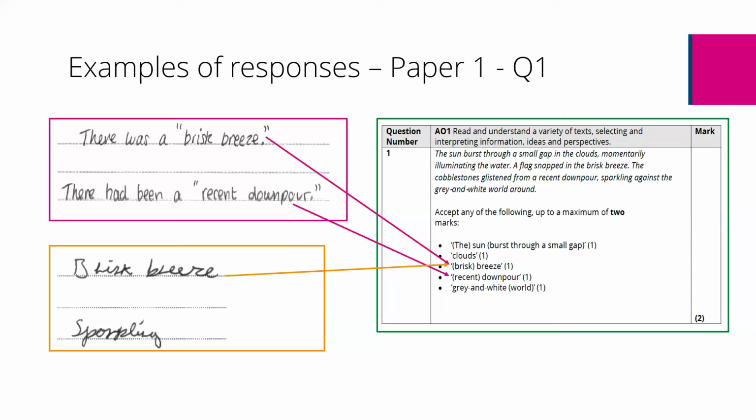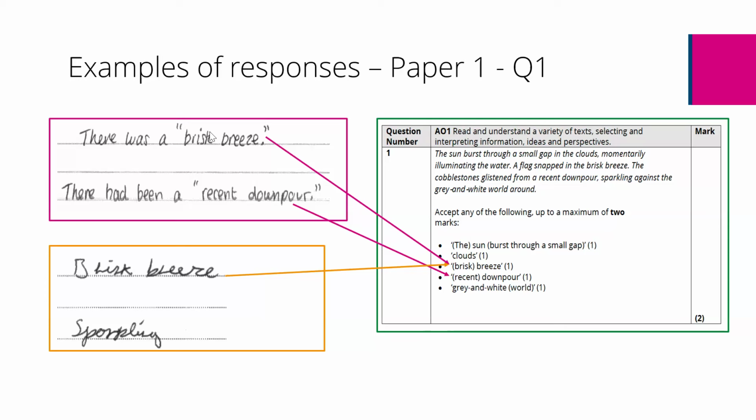So here we've got some examples of answers. So we can see here that question 1 in the June 2024 paper was asking students to find two examples of the weather. And we've got here in the mark scheme, on the right hand side of this slide, the examples from the mark scheme. Candidates could have written sun, clouds, breeze, downpour, grey and white that refer to the weather. The parts of that mark scheme that are in brackets, students may have written that, and that's fine.